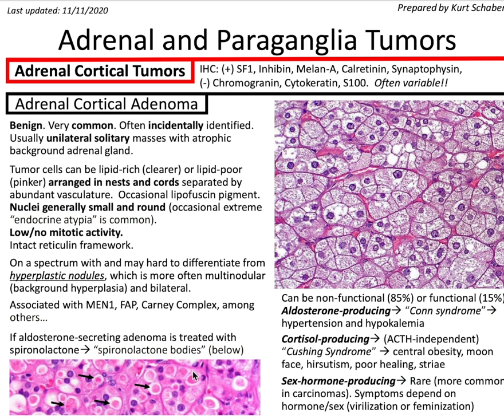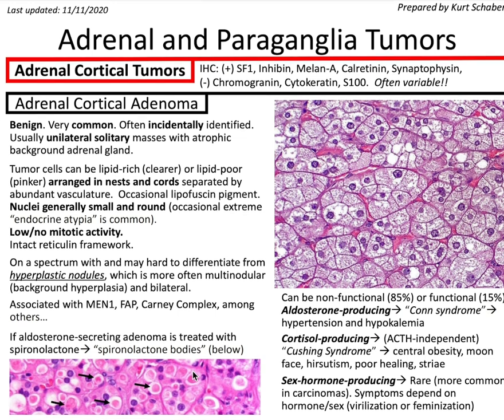If it's aldosterone producing, it'll produce clinical symptoms known as Conn syndrome that includes hypertension and hypokalemia. If it's cortisol producing, it's ACTH independent and known as Cushing syndrome. You'll have central obesity, moon face, hirsutism, poor healing, and striae on the skin. Sex hormone producing is pretty rare and actually more common in carcinomas, and the symptoms depend on the hormone and sex of the patient. You can have virilization or feminization.